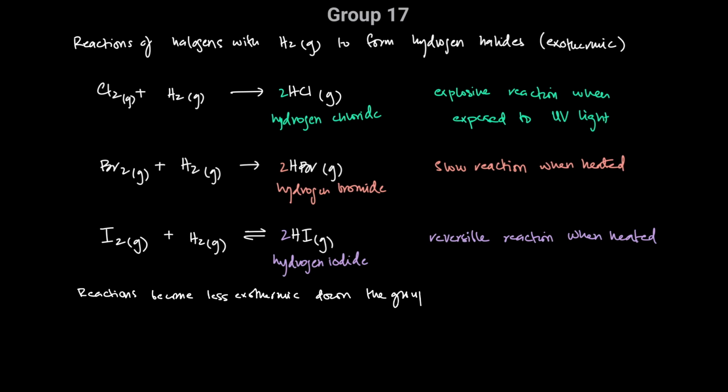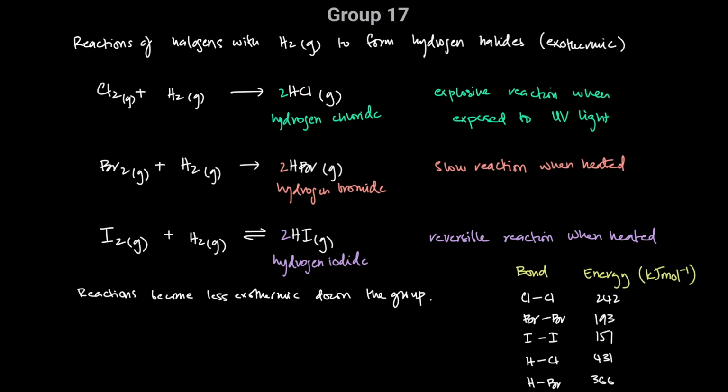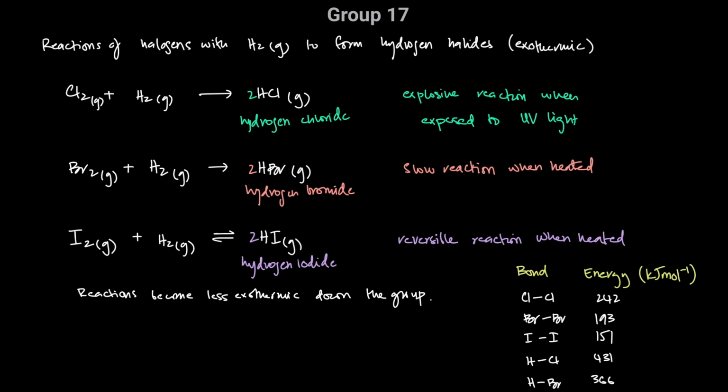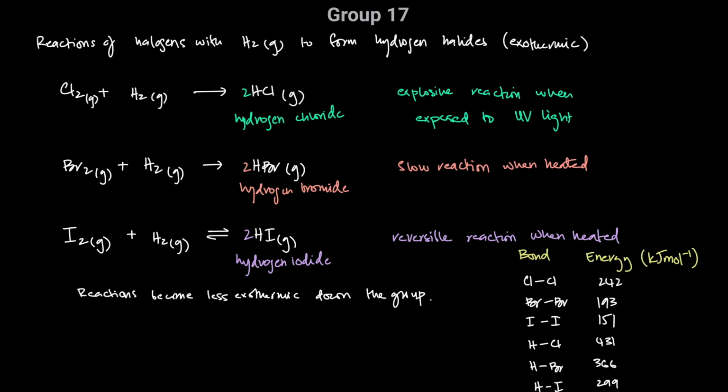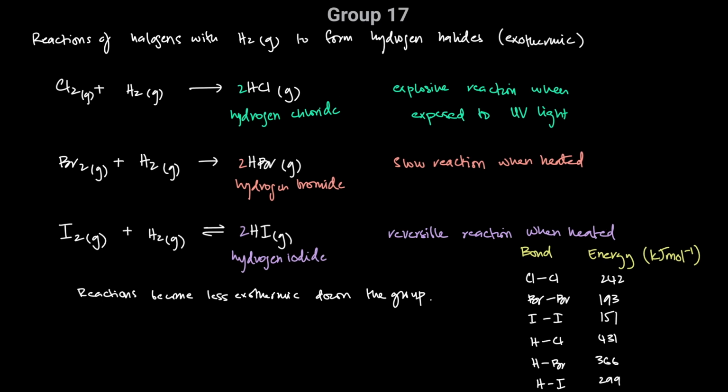And this trend can be explained in terms of bond energies. If we take a look at these bond energies here, what we see is that as we go down the group, the bond energy decreases. We can look at the bond energies of the Cl-Cl bond, the Br-Br bond, and the I-I bond. These are the bonds that we're breaking. And the bonds that we're forming are the hydrogen halogen bonds, which are HCl, HBr, and HI. And again, we can see that down the group that bond energy is decreasing.